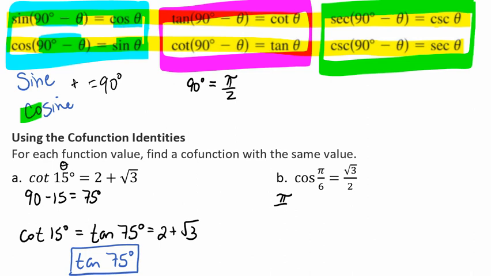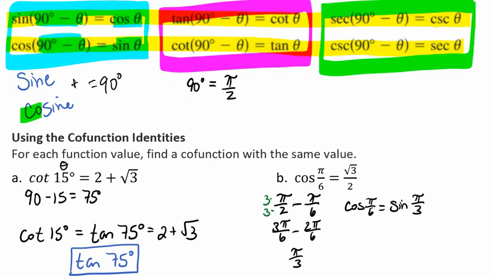So we're going to take our pi over 2 and subtract pi over 6. And when we do that, we can get common denominators. And so we're looking at 3 pi over 6 minus 2 pi over 6. And that's going to give us pi over 3. And again, sine and cosine are cofunctions. So we're able to say that the cosine of pi over 6 is the same as the sine of pi over 3, which will give us radical 3 over 2.